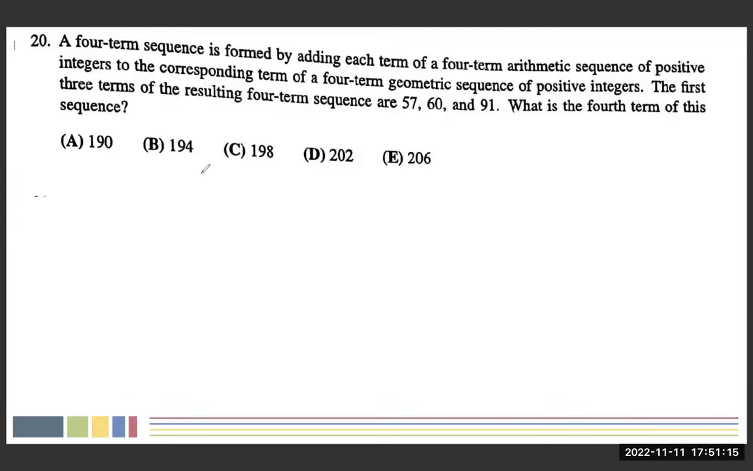Well, let's try to define these sequences. For the geometric sequence, it goes A and then AR and then AR squared, and then the next term would be AR cubed, but we don't need to write that. For our arithmetic sequence, let's write B, then B plus D, then B plus 2D. This makes sense because in a geometric sequence we multiply by the same consistent ratio, and in an arithmetic sequence we add the same difference D.